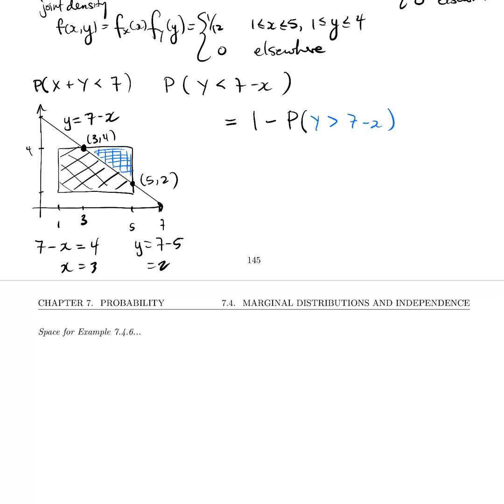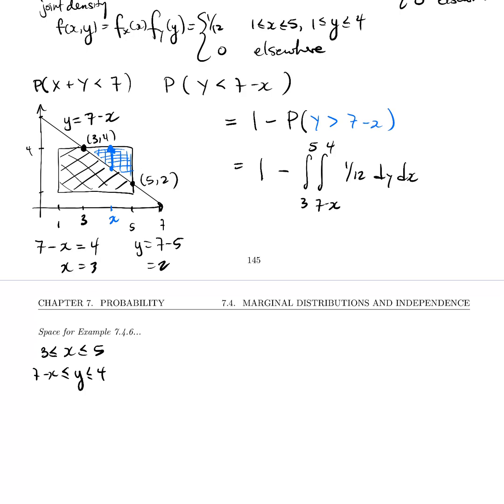From 3 to 5. So we can write that as 3 is less than or equal to x is less than or equal to 5. And for any given x in here, y goes from 7 minus x to 4. So 7 minus x is less than or equal to y is less than or equal to 4. So we can write this as 1 minus the double integral from 3 to 5 and from 7 minus x to 4 of the density function, which is 1/12, and we've done this in the order dy dx.